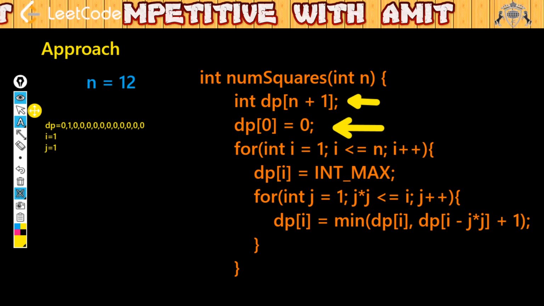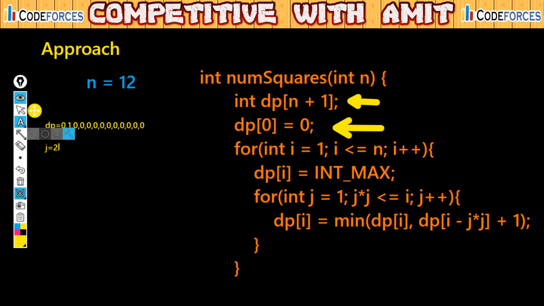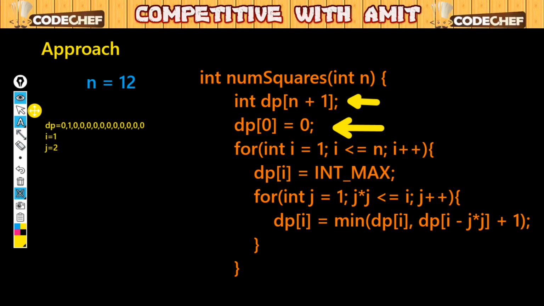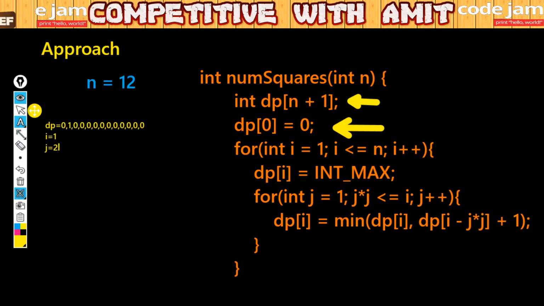Now we'll check the next condition for j equals 2. Now 2 into 2 is 4. 4 is not less than or equal to i, so we will not execute. Now i becomes 2.